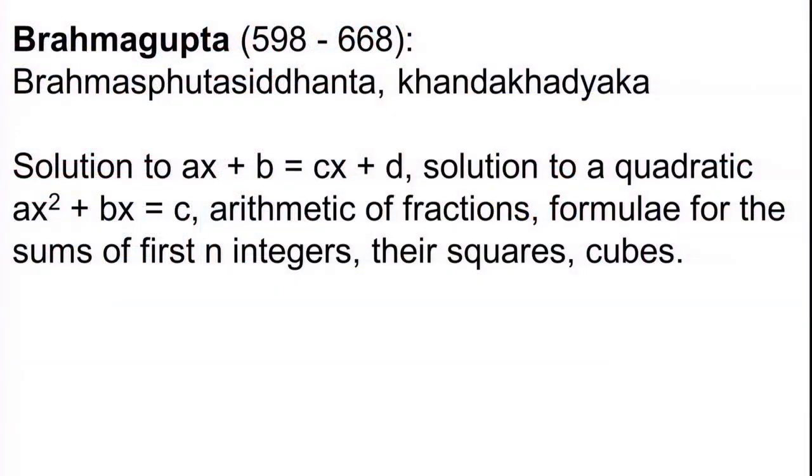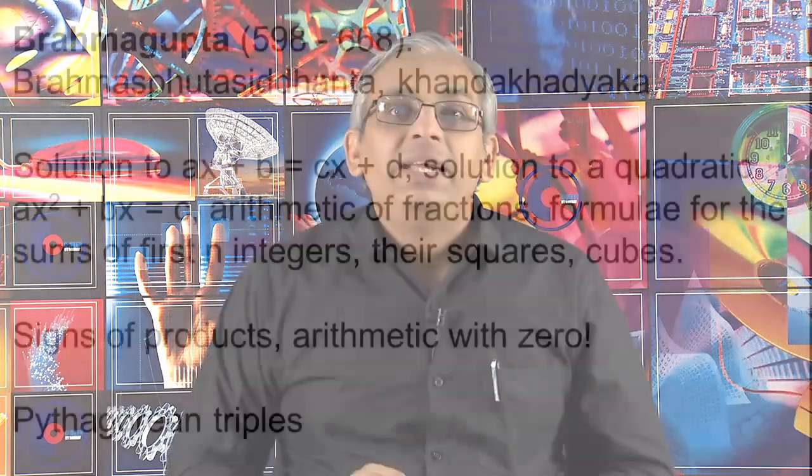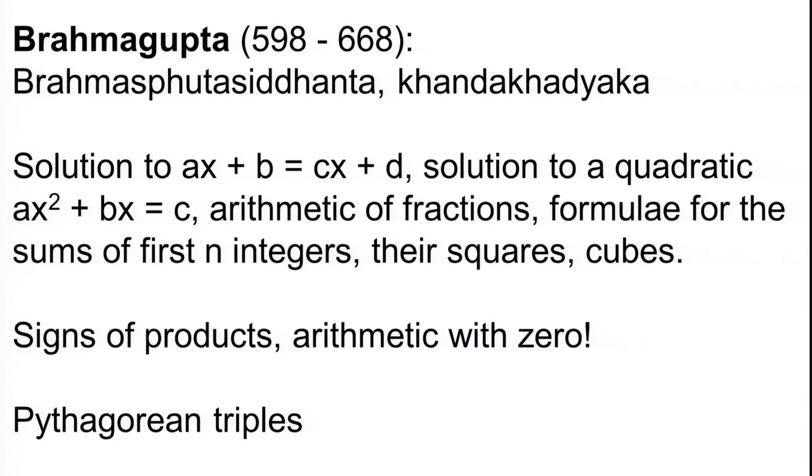He is also the one who gave the sum of the first n integers, the sum of squares of the first n integers, the sum of their cubes and so on. He is also well known for describing the signs of products. He noticed that if you take two negative numbers and take their product, you get a positive number. He noticed that positive into negative is negative. He is the one who introduced the arithmetic with 0, and if you are still not impressed by his work, he is the one who also described Pythagorean triples.